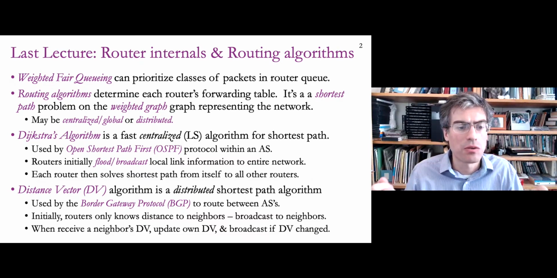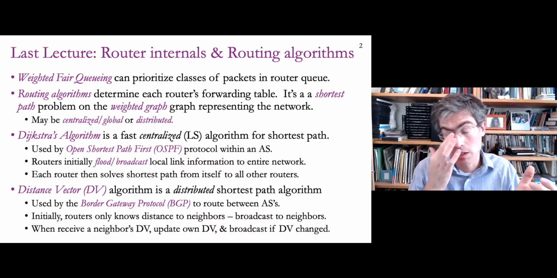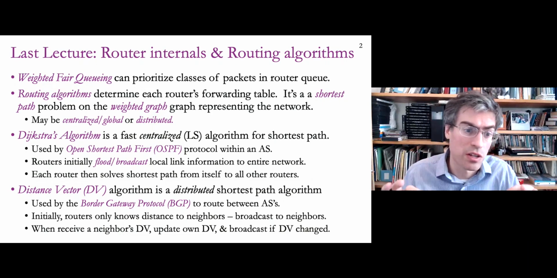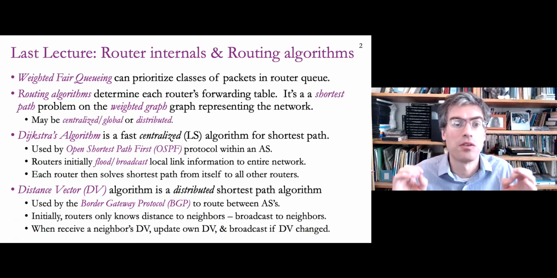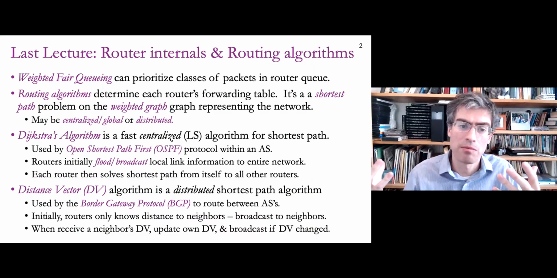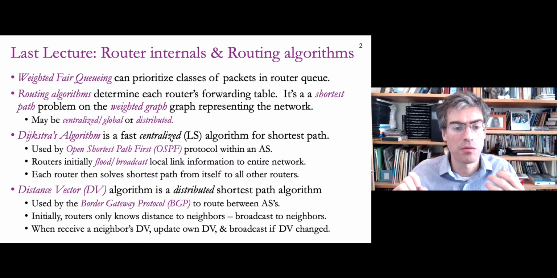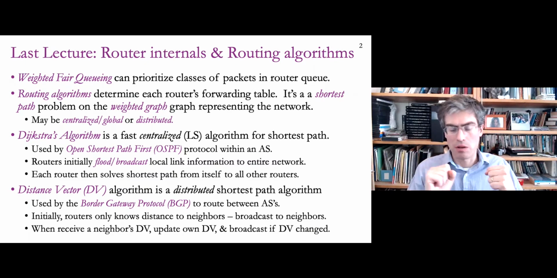And we talked about two different styles of algorithms. One were the centralized or global algorithms. This is like a traditional shortest path problem you might have seen before, where we have full information about the graph and we simply run an algorithm that solves that. For example, Dijkstra's algorithm is an efficient way to solve one of those centralized shortest path problems.